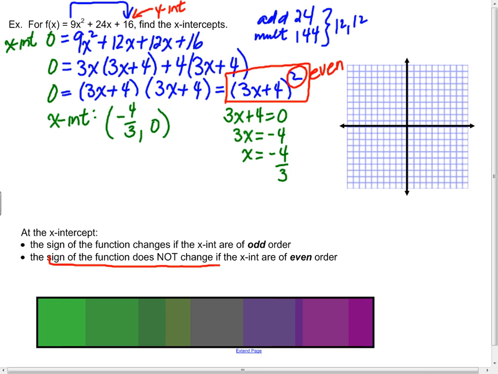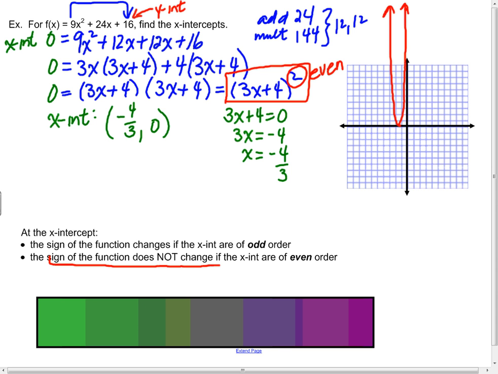So if I'm going to approximately graph this thing, I know that it has a y-intercept of 16, which is above my graph, so like way up here. And I know I have an x-intercept of minus 4/3, which is to the left 1 1/3 square, approximately right there. And I know at that x-intercept, my graph is not going to change sign, and the function is going to be positive, or in the upper half, on both sides of that x-intercept. So my graph would be upwards and also upwards to the left.